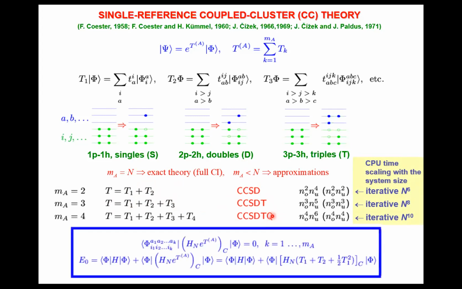And here are the equations that we solve in single reference coupled cluster methods. They are obtained by projecting the Schrödinger equation of the coupled cluster wave function on the excited Slater determinants that correspond to the content of the cluster operator. And once we solve this nonlinear system of amplitude equations, we determine the energy by projecting the Schrödinger equation on the reference determinant phi. Now, coupled cluster methods have several advantages.